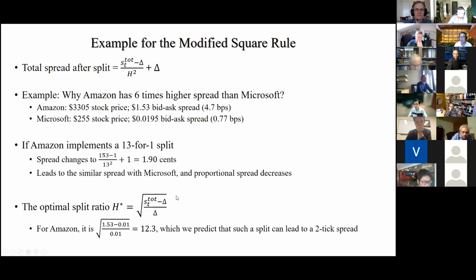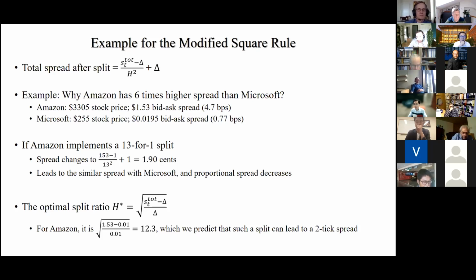Now let me give you one example, just using a current example. Amazon's proportional spread, surprisingly, is 6 times higher than Microsoft's. I don't think their firm fundamentals are that different. Amazon has a price of $3,305, and the bid-ask spread is $1.5. And Microsoft is a $255 stock price, and the bid-ask spread is 2 ticks.